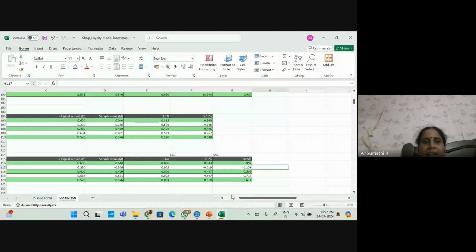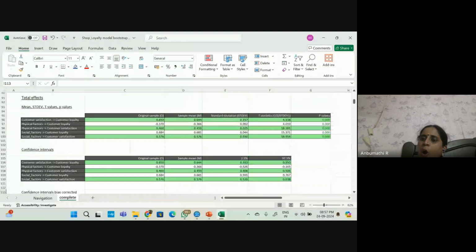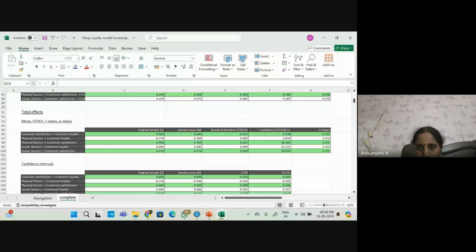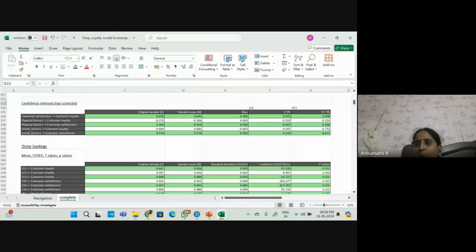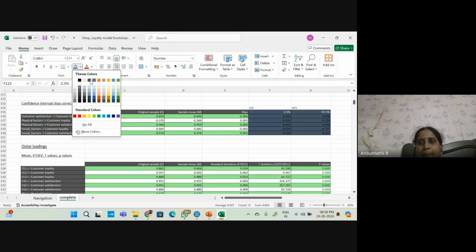Okay. So here we have seen the p-value in case of total effects. We have seen all the paths are significant. Yes, ma'am. Only the p-value is not telling you whether the path is significant or not. In order to confirm that, we have run the bias corrected bootstrapping. When you come down to the bias corrected bootstrapping, in this table you have 2.5% and 97.5%.